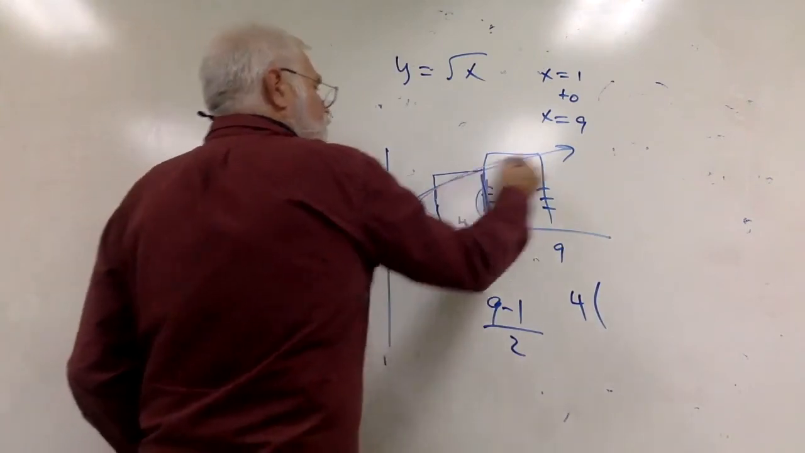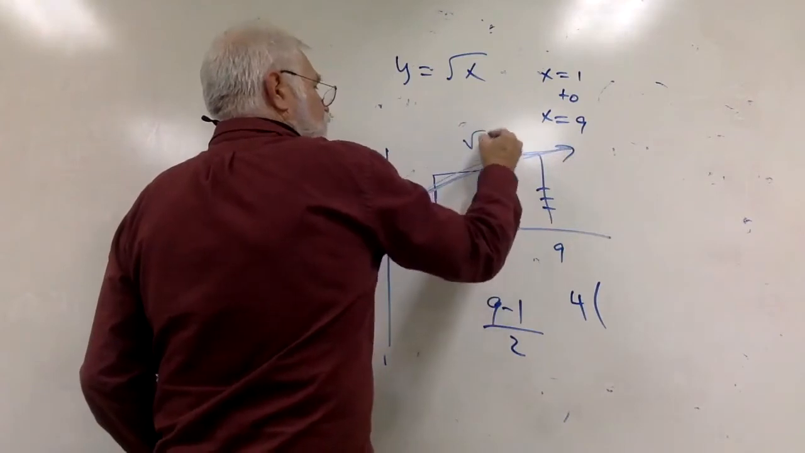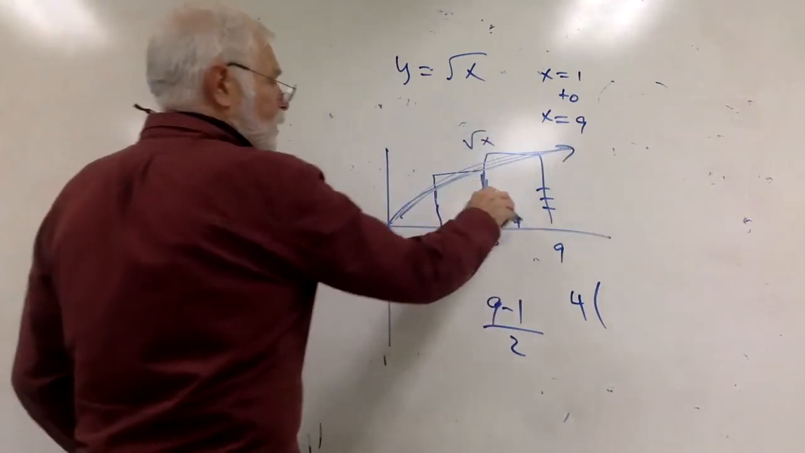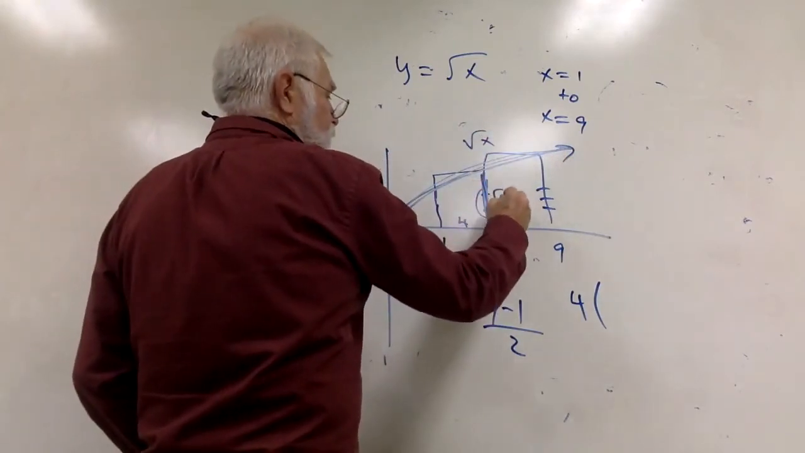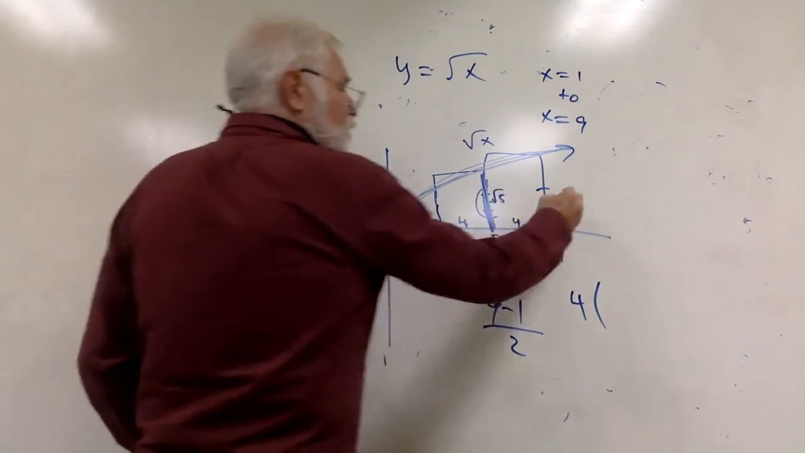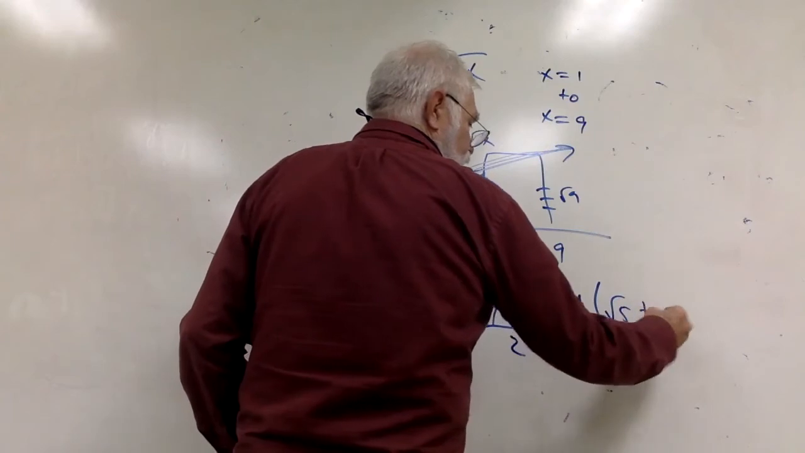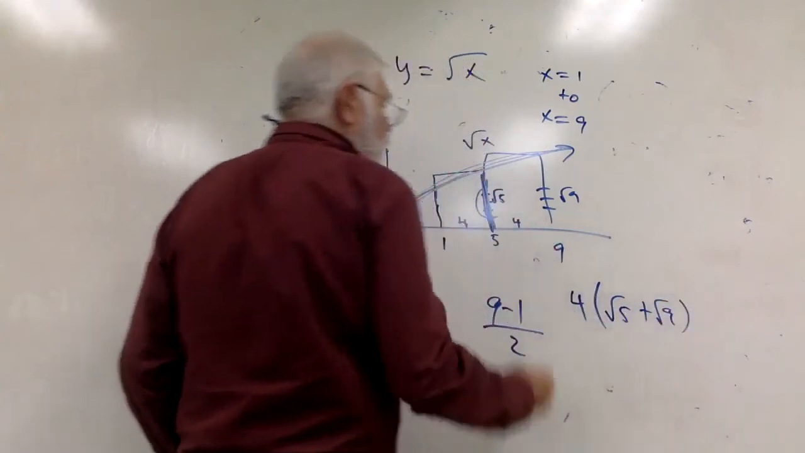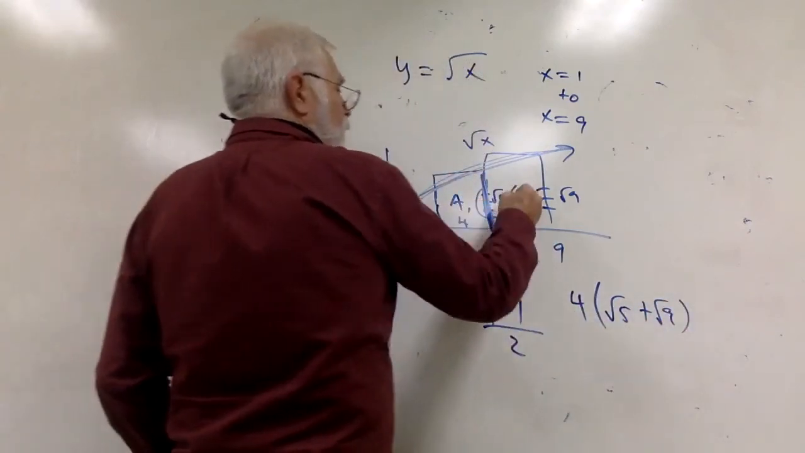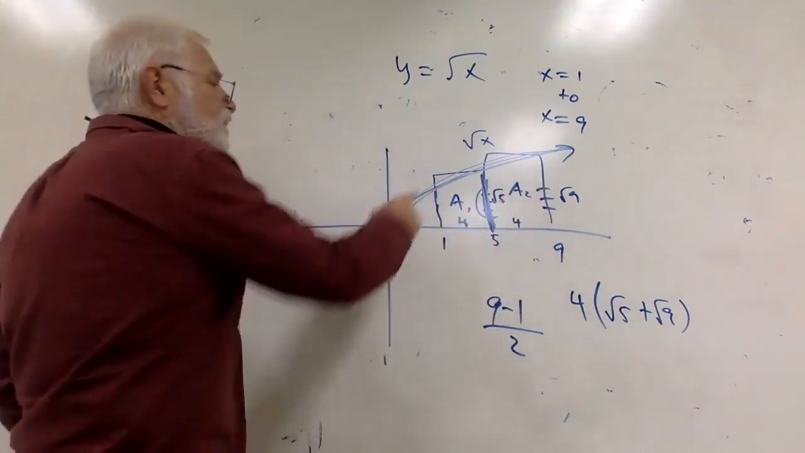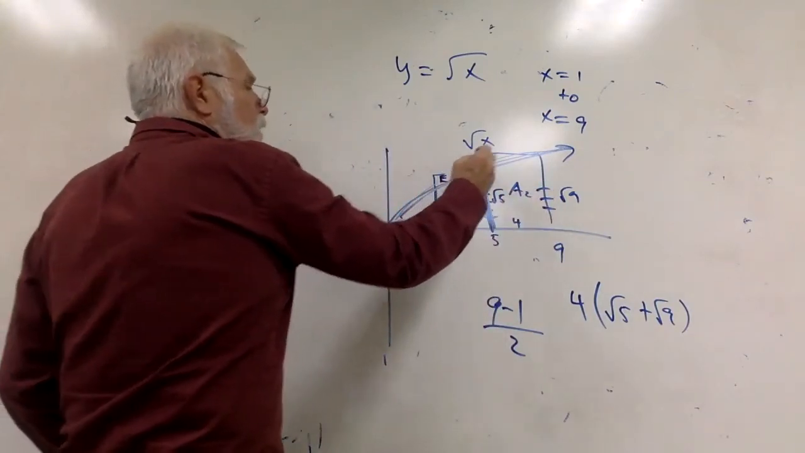At 5, what is this height? Well, it depends what the calculation is. Calculation is the square root of x. So that's the square root of 5. This one over here is the square root of 9. So it's 4 times the square root of 5 plus 4 times the square root of 9. That gives me area 1 and area 2. And it's an overestimate because up here is error.